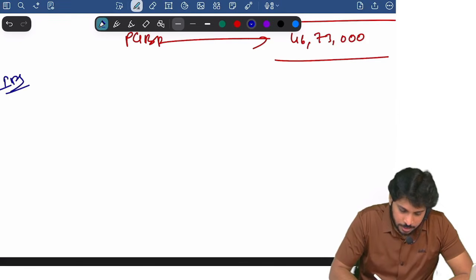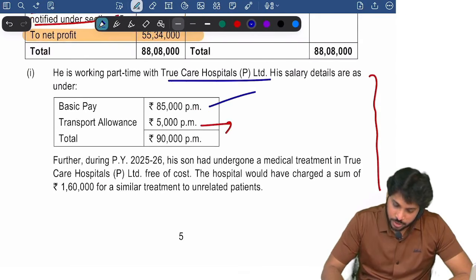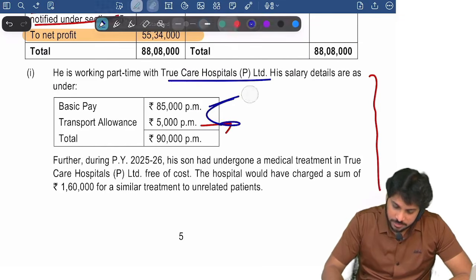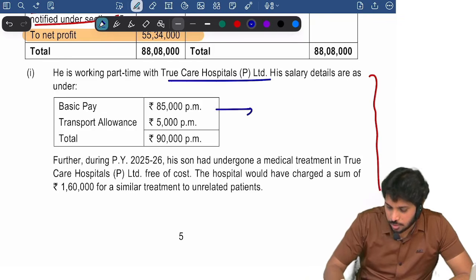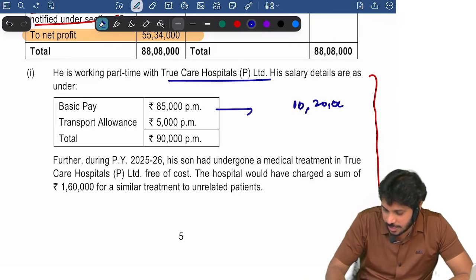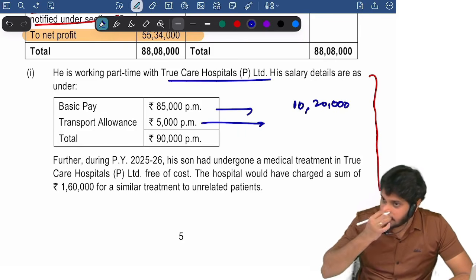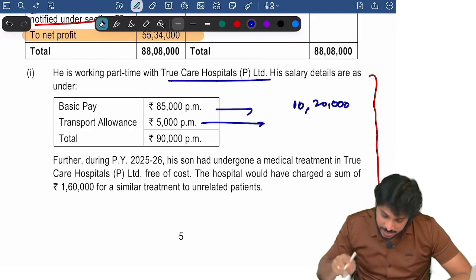I'll compute income from salary. So he's working in True Care hospital, 85,000 per month. I'll directly compute it. So how much is the income from salary? 85,000 into 12, so the basic salary is 10 lakh 20,000. Then transport allowance 5,000 into 12. For a deaf, dumb, or disabled employee, you will get 3,200 per month exemption. Is there any information regarding that?